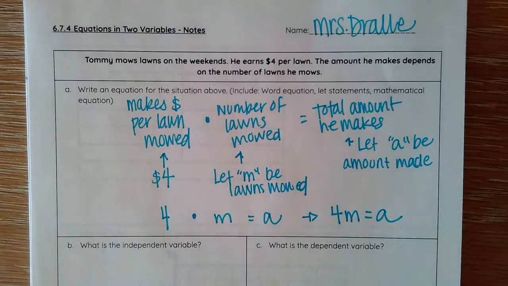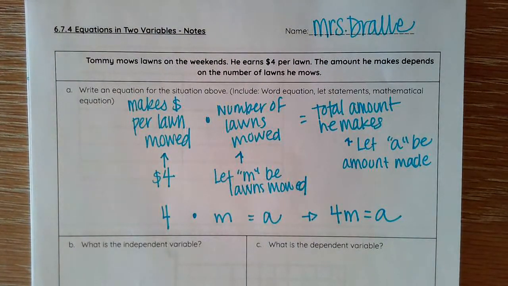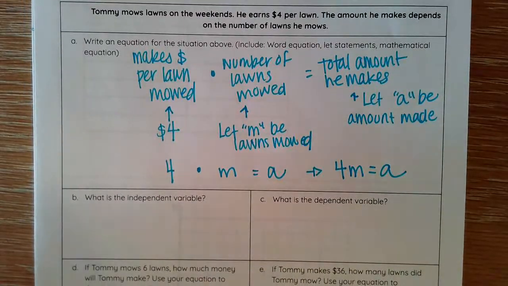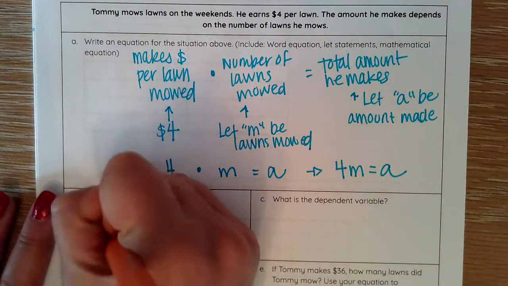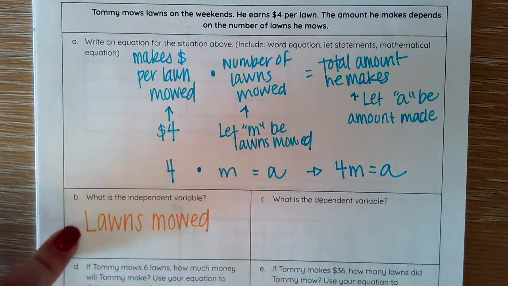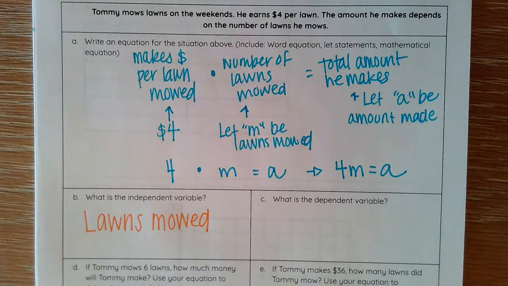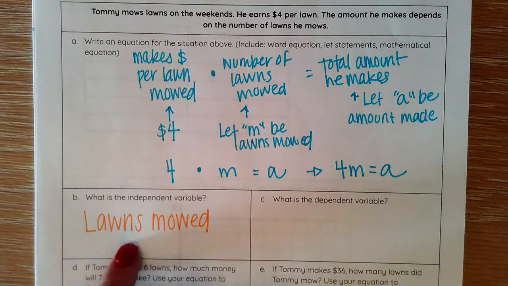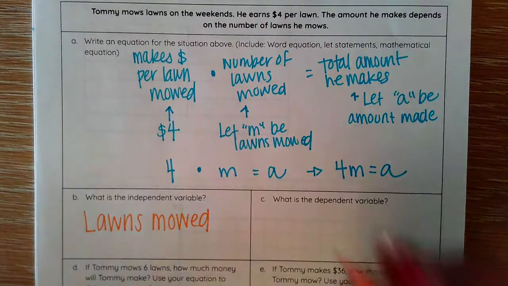Before we go any further, let's determine which is the independent variable and which is the dependent variable. The independent variable is the one that can stand on its own. It can change as it needs. In this situation, that would be the lawns mowed. Tommy can increase or decrease the number of lawns he mows freely. If Tommy's out of town or it's a holiday weekend or whatever the case may be, he can increase or decrease this number. The dependent variable is the money made.